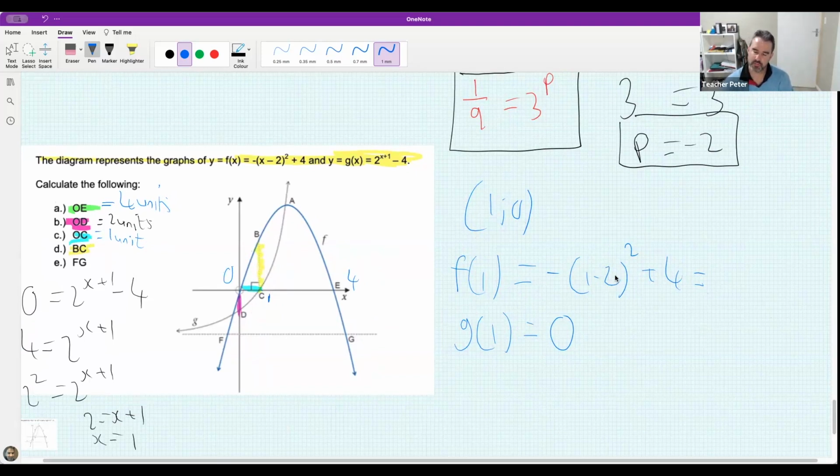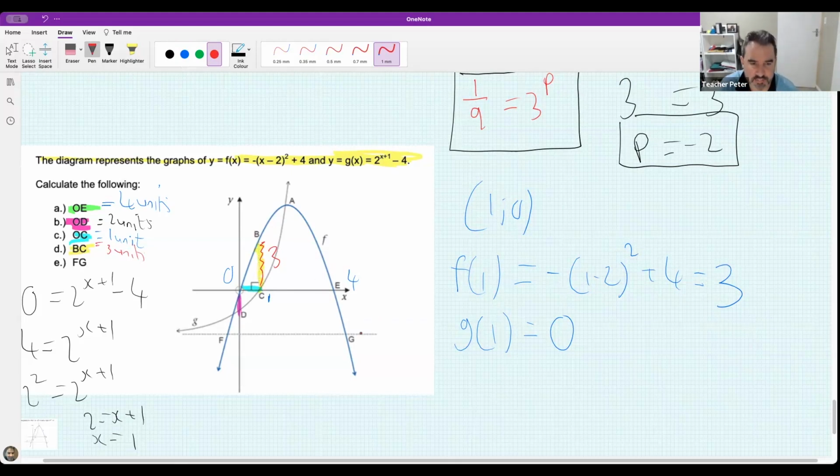One minus 2 is minus 1. Minus 1 squared is 1. Minus 1 plus 4. I get 3. Did you get 3, Rita? So 1 squared, and there's a minus in front. Minus 1 plus 4 is 3. Perfect. So this thing over here is 3 units.